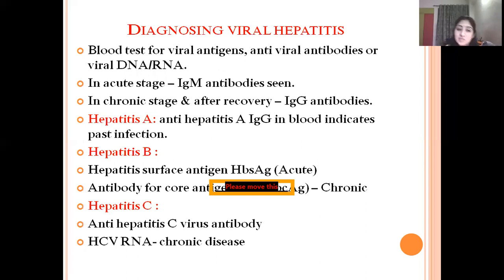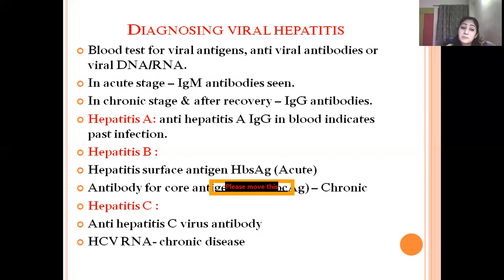First of all, we will discuss how we diagnose viral hepatitis. Primarily, this is diagnosed through blood tests for viral antigens, antiviral antibodies, or viral DNA or RNA. In acute stages, mostly IgM antibodies are tested through serological tests. In the chronic state and after recovery, IgG antibodies are seen.